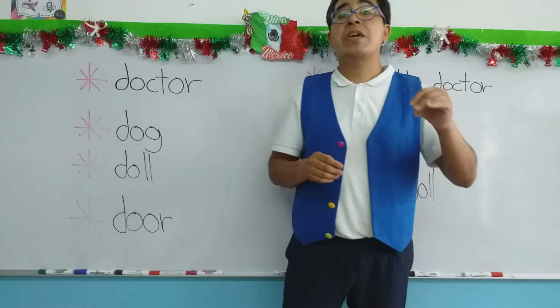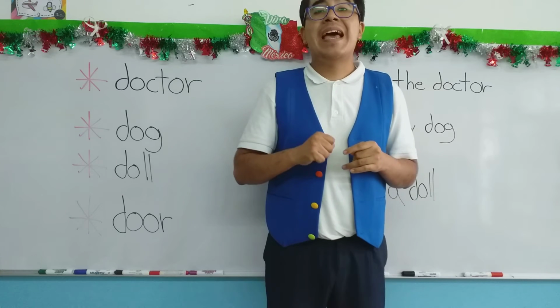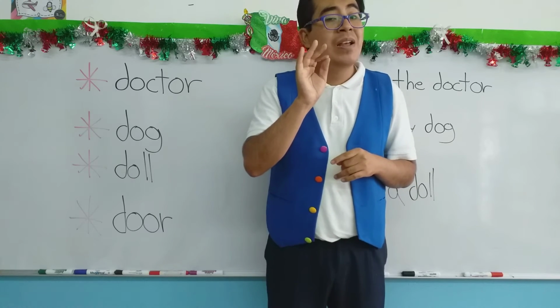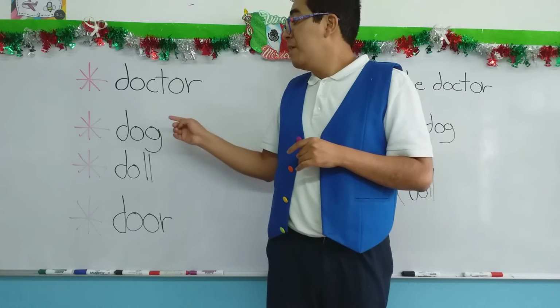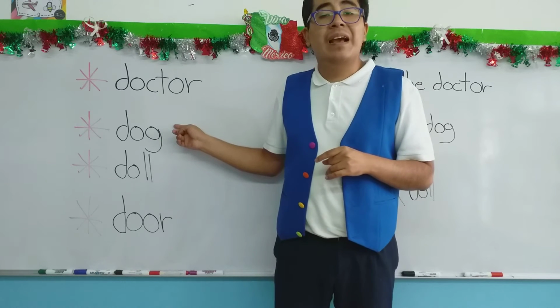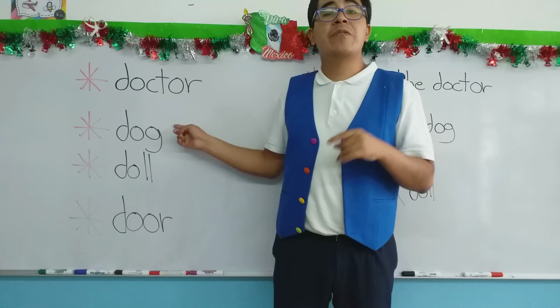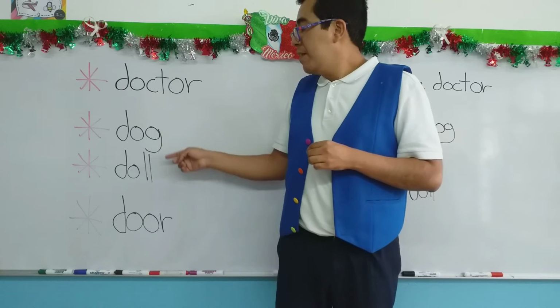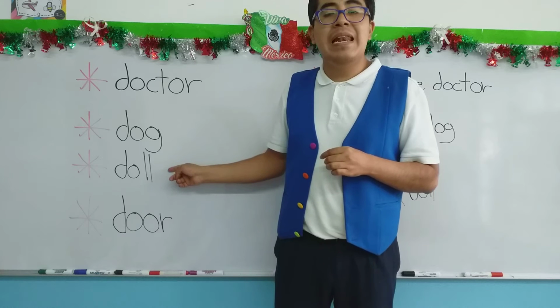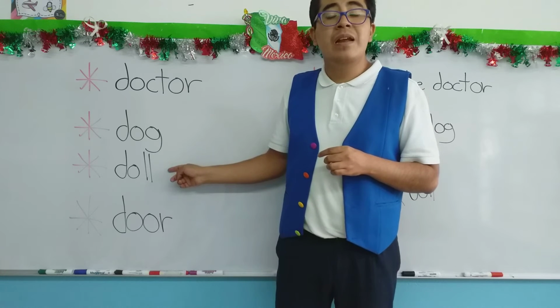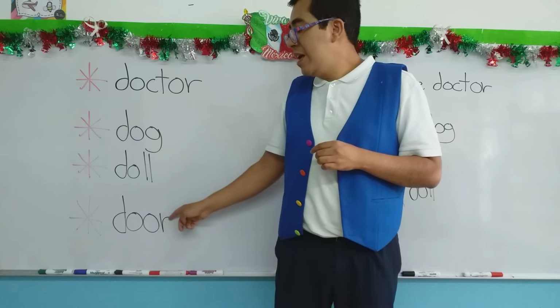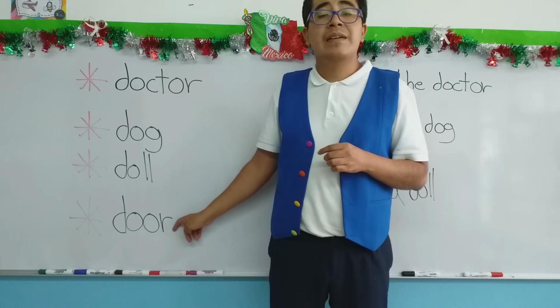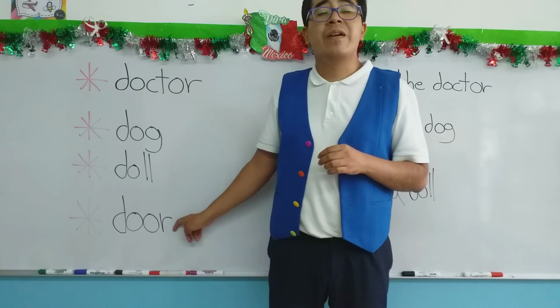Now pay attention because these 3 words sound similar, but there is a difference. The first one, dog. Like the sound of cats, dog. ¿Recuerdan cómo hacen los gatos? Dog. The other one, doll. Doll. Remember the sound of the L. Doll. And the last one, door. Remember the sound of the letter R.